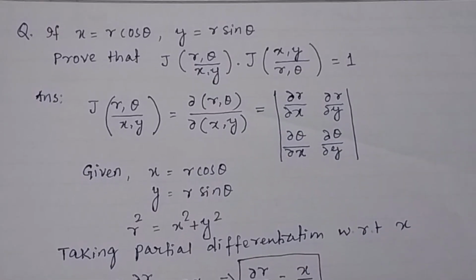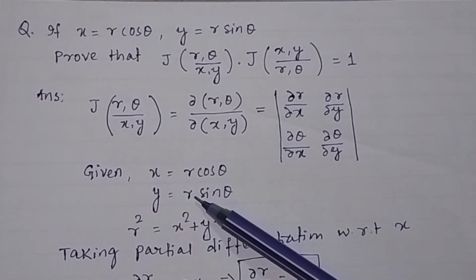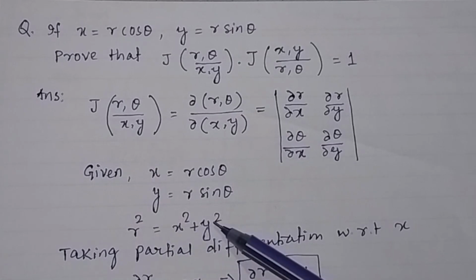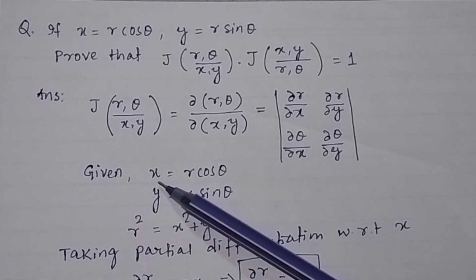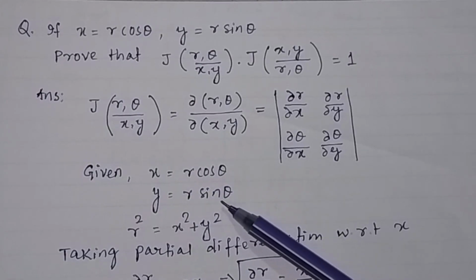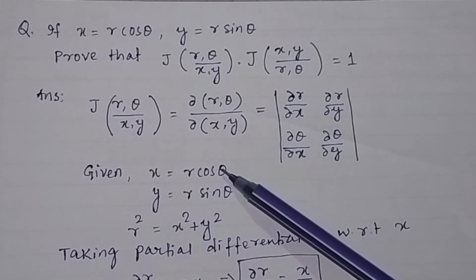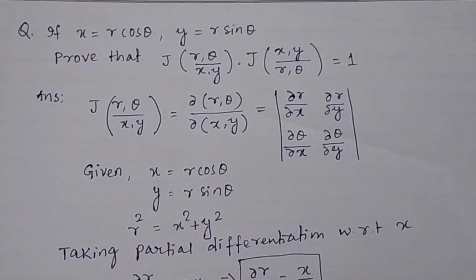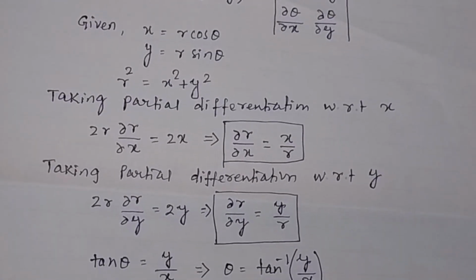It is given that x equals r cos theta and y equals r sin theta. So r square will be equal to x square plus y square. Because if you take x square plus y square, this equals r square cos square theta plus r square sin square theta. If you take r square common, in the bracket you have cos square theta plus sin square theta, which is equal to 1. So r square is equal to x square plus y square.